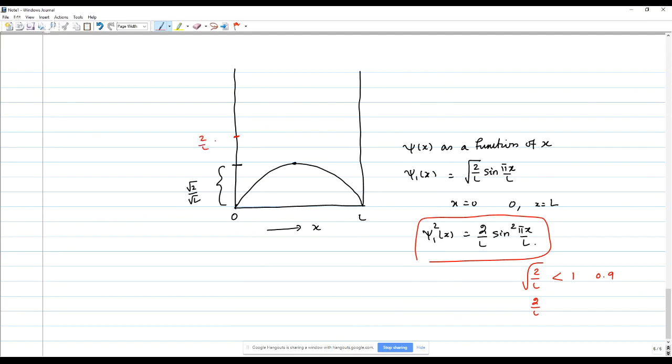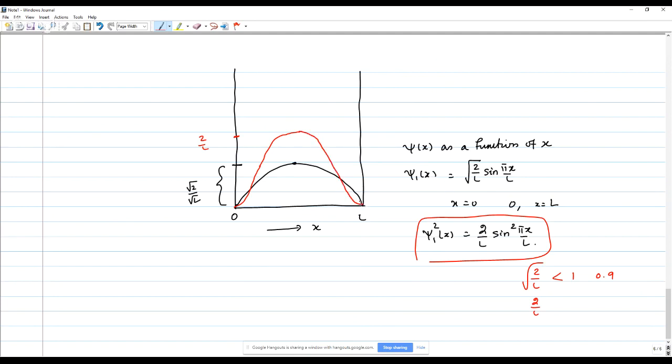Okay, but the wave function is a square, sine square. Therefore, you see that near 0 and near L, the sine function has very small values. Therefore, the sine square has even smaller values. Therefore, you would have something like this. The maximum will still be at pi by 2.